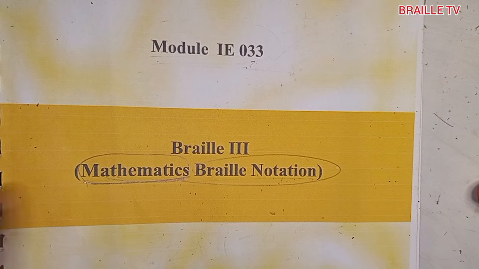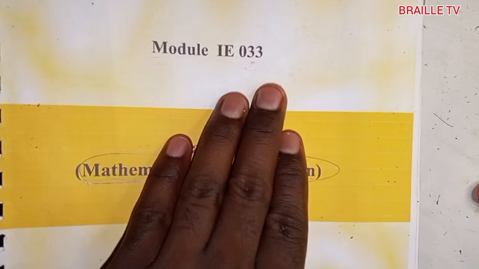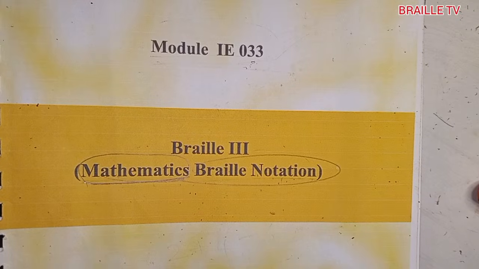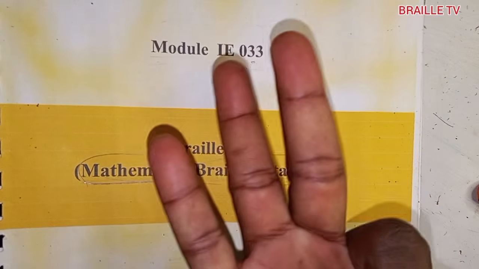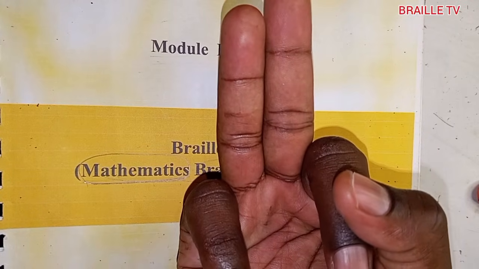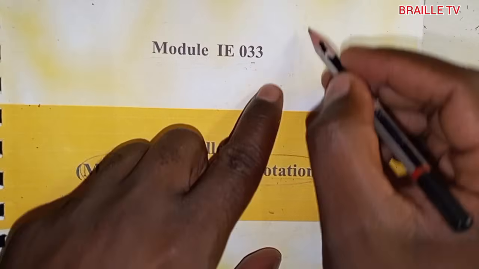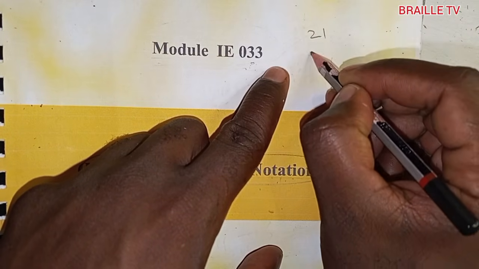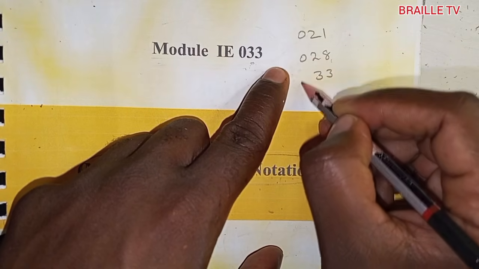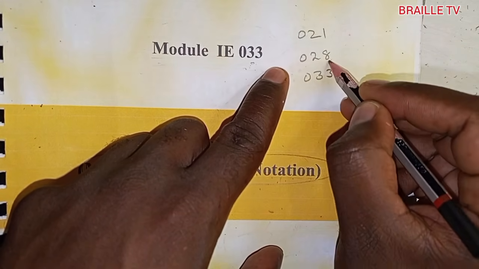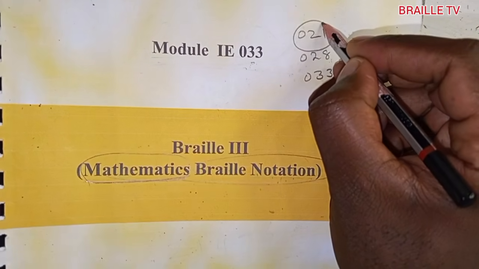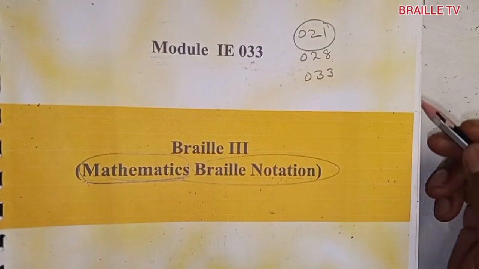So teachers, this module is called module IE 033, Mathematics Braille Notation. Remember, Braille is divided into three. Let me write here: module 21, module 28, and module 33. So it's 021, 028, and 033. This 021 is called the basic English Braille.